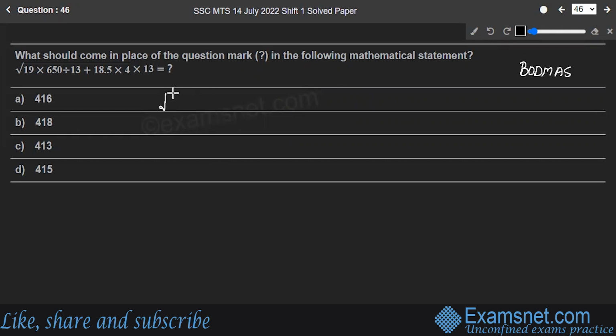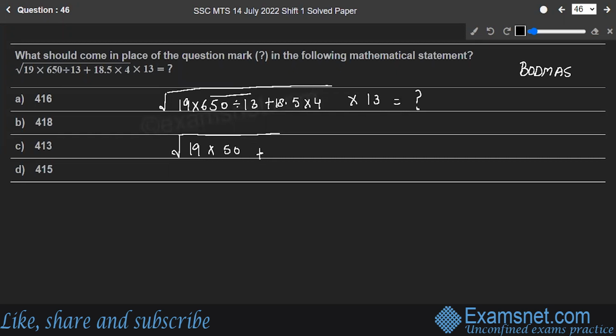It is root of 19 multiply 650 divided by 13 plus 18.5 multiply 4, whole multiply 13. This is equal to question mark. So let's first of all divide 650 by 13. You will get root of 19 multiply 50 plus 18.5 multiply 4, whole multiply by 13 is equal to question mark.